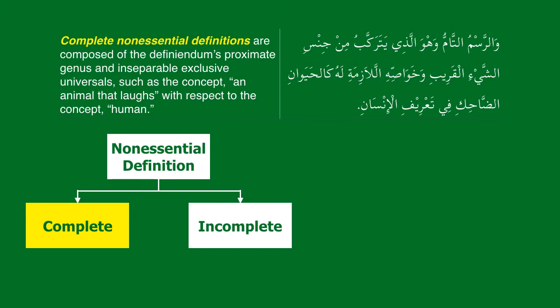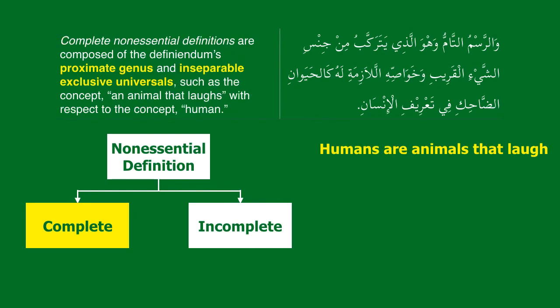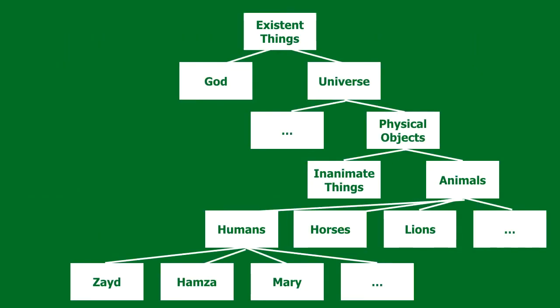So he says complete non-essential definitions are composed of the definiendum's proximate genus and inseparable exclusive universals, such as the concept an animal that laughs with respect to the concept human. So the definition humans are animals that laugh is a complete non-essential definition. It's complete because it has the proximate genus. So it describes human beings as being a kind of animal.